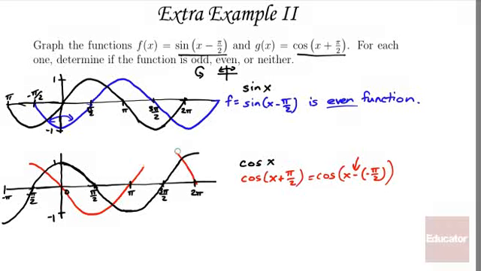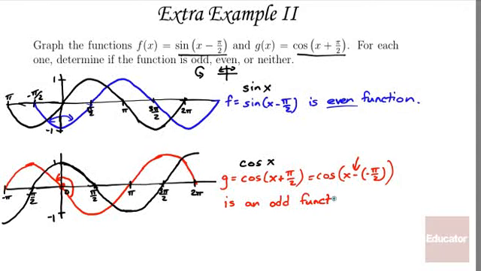That was a bit too high there. So that curve in red is cosine of x plus pi over 2. And if we look at that curve, look, it has rotational symmetry around the origin. If you rotated that graph 180 degrees around the origin, it would look the same. It definitely does not have mirror symmetry around the y-axis. So this is an odd function.